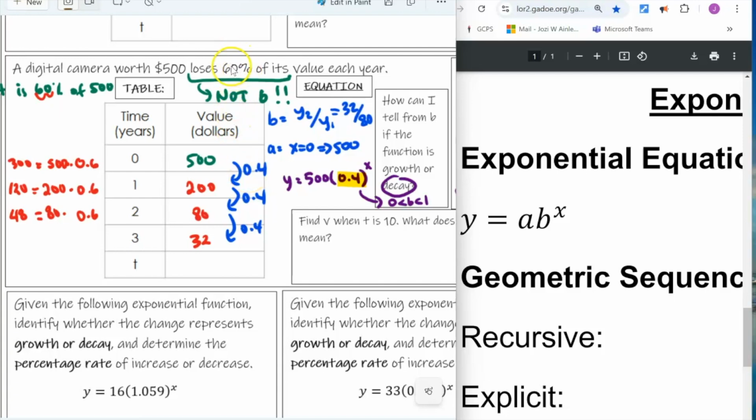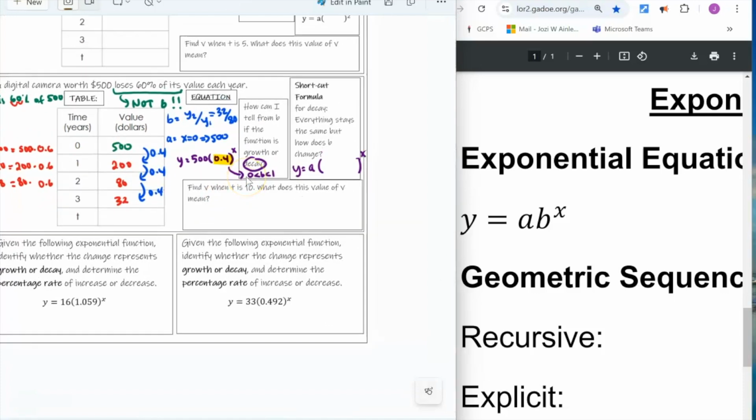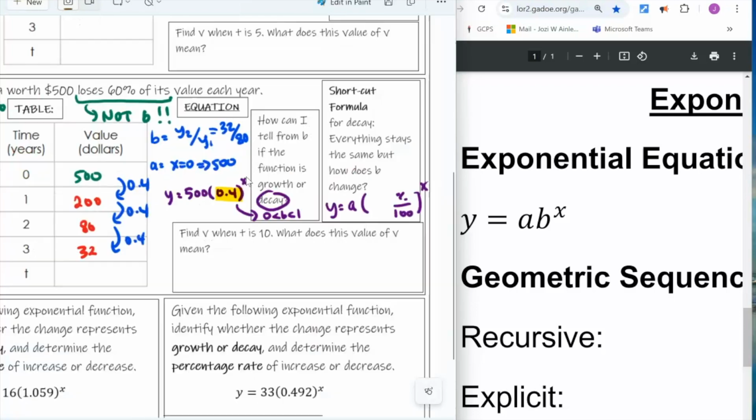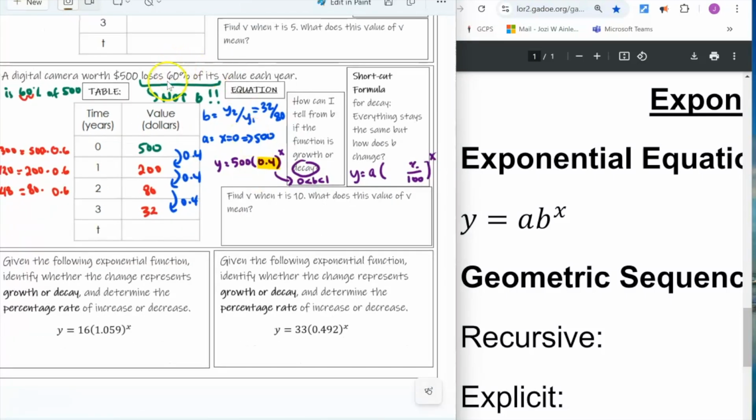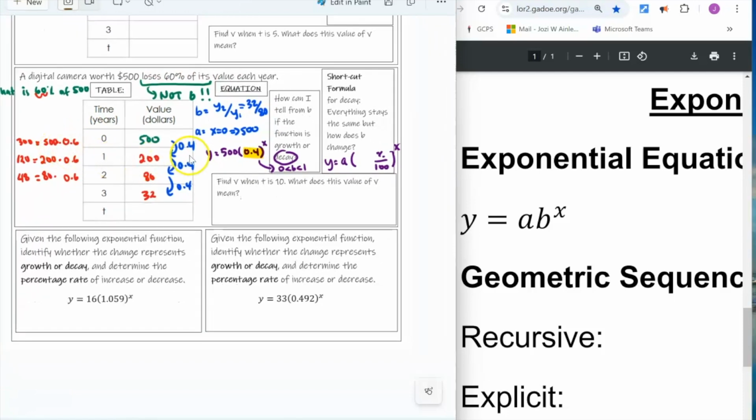How did I go from 60% to 0.6? I divided by 100, right? What did I divide by 100? The percent. So I'm going to go ahead and write it right here. I took my percent and I divided it by 100. So I went from here to here. And then what did I do here? How did I go from 0.6 to 0.4? Think about it for a second.